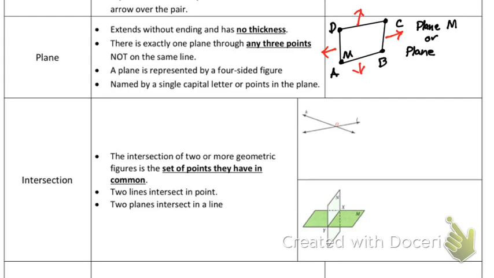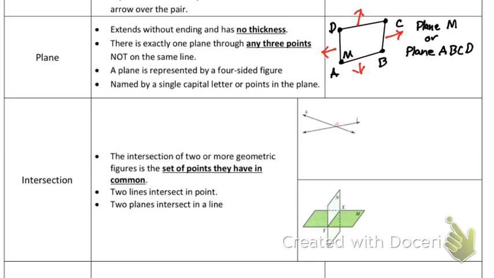3 letters is enough. If they ever give you 4, or if they give you 5 letters that really delineate which you're talking about, we usually use all of the letters. So I'm going to go ahead and call this plane A, B, C, D. And with a plane, the order really doesn't matter.